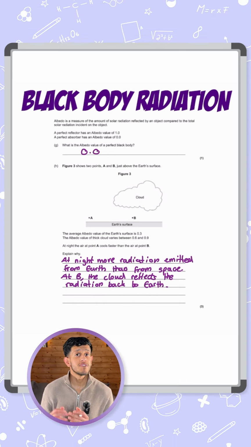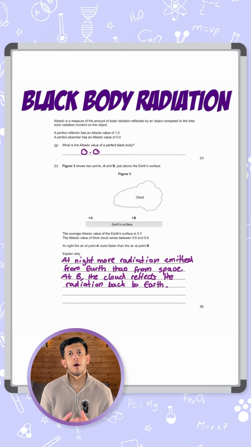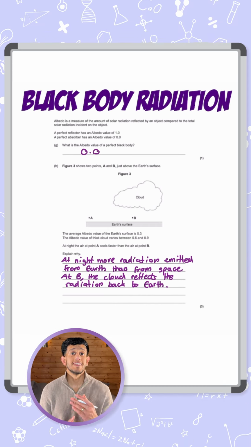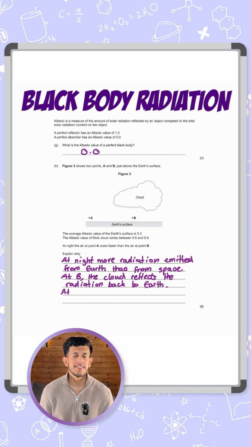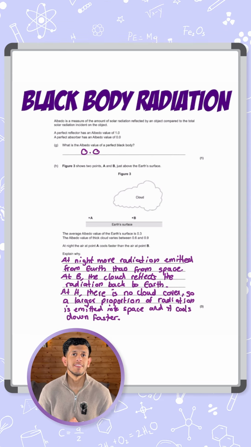So for the last mark, we've said what happens at B, but for A, we know there's no cloud cover, so therefore a larger proportion of the radiation will be emitted into space, and that's why it cools down faster. So that's our third mark. So there you go, 3 separate points. That's where we can get you the 3 marks in the last part of this question.